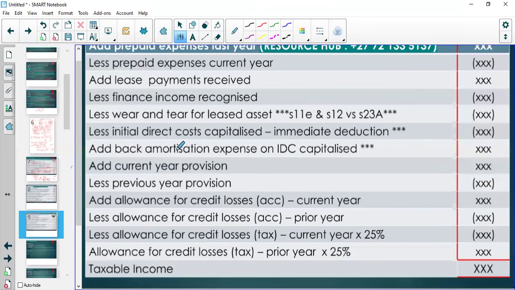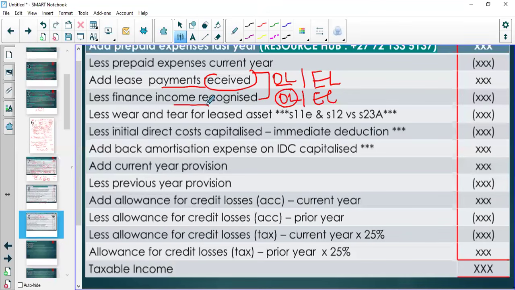Then we have, right, this applies to operating leases as well as finance leases. We're going to add the actual lease payments received, whether it's operating or finance. And in this case, the finance income for an operating lease would be the equalized finance income. Remember, the straight line, then you equalize.